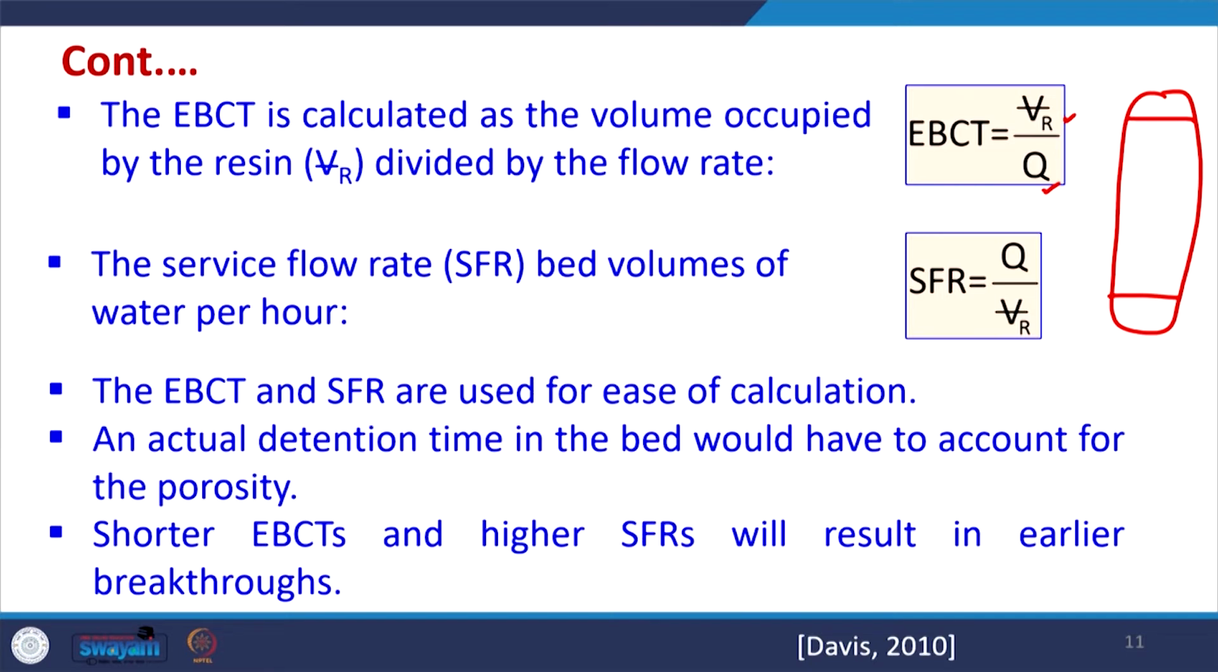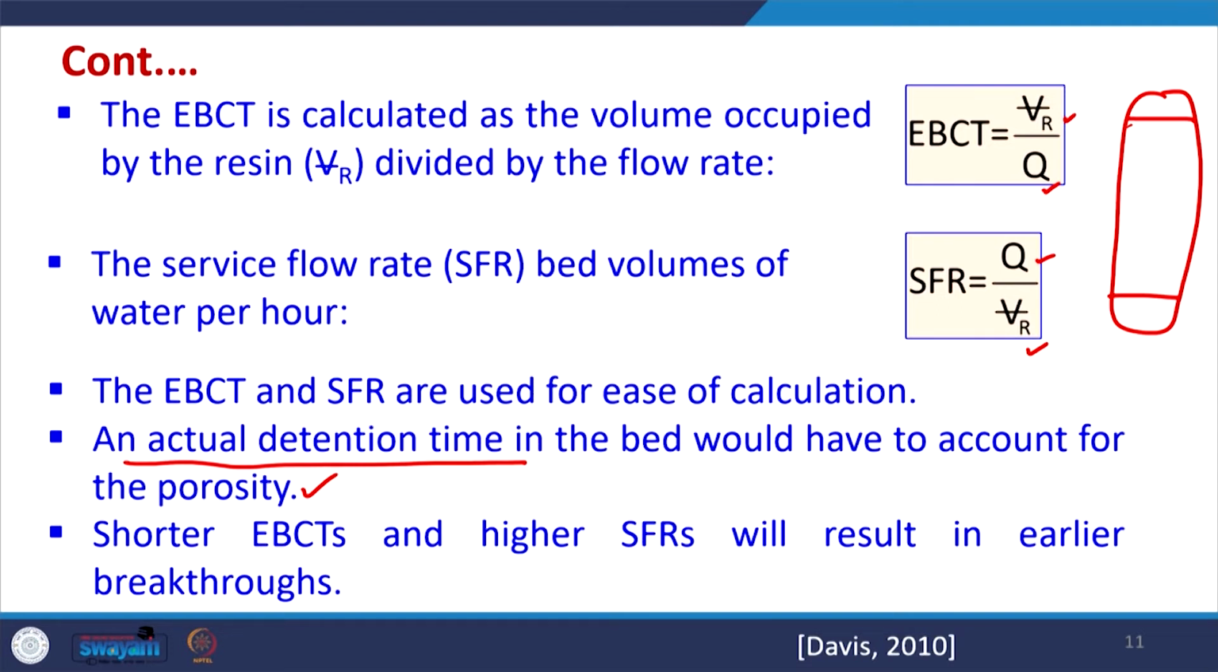Now, the service flow rate, in bed volumes of water per hour, is defined as the flow rate divided by the volume of the resin itself. These are used differently for calculations, and the actual detention time in the bed would have to account for the porosity as well. In actual conditions the detention time will be different because the bed will always be porous, and the ion exchange resins also will be porous. So, we will have porosity, tortuosity, etcetera, and these parameters also affect the operation. Shorter EBCTs and higher service flow rates will result in earlier breakthrough. So, we always desire the vice versa: higher EBCTs and lower service flow rates. This is what is desirable.